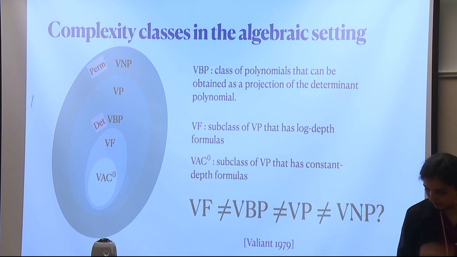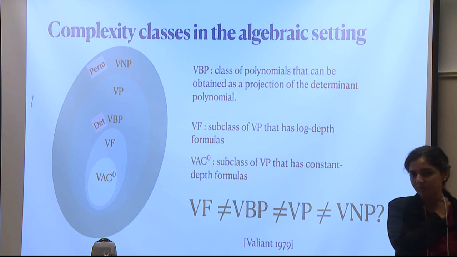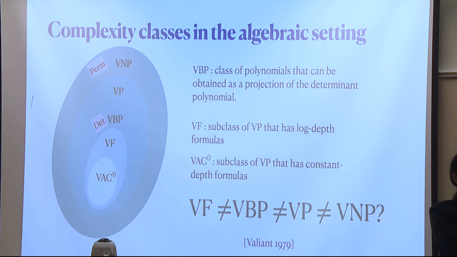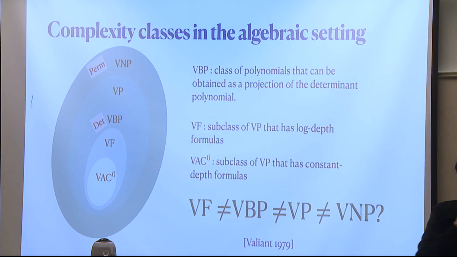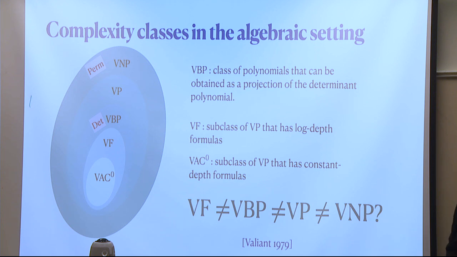And now I sneak in this weird class. So this is all the classes we saw, and then there's like a little class inside all of it. This is VAC0, I want to call it. It's not really defined in the literature, but these are all polynomials computed by constant depth formulas or circuits, like we saw. Circuits and formulas are the same at constant depth. So this is like the whole picture of complexity classes inside VP and VNP.